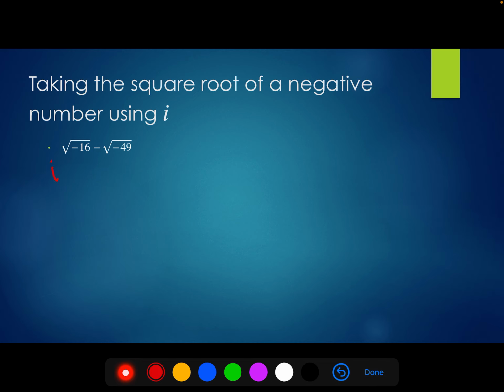So first, we would have to do that with the square root of negative 16. We can rewrite that as i times the square root of 16 minus i times the square root of 49. Now from here, we just have to take the square root of 16 and take the square root of 49. So the square root of 16 is 4, so this becomes 4i minus the square root of 49 is 7. So 4i minus 7i. And then you can think of these as like terms, so we're able to subtract them. So all we have to do is 4i minus 7i. That gives us a negative 3i.